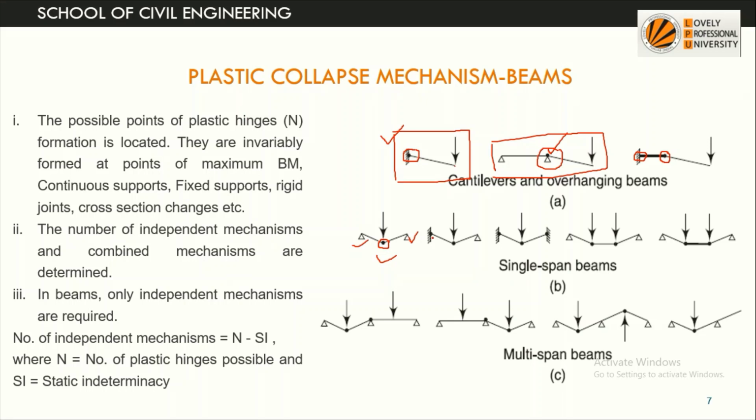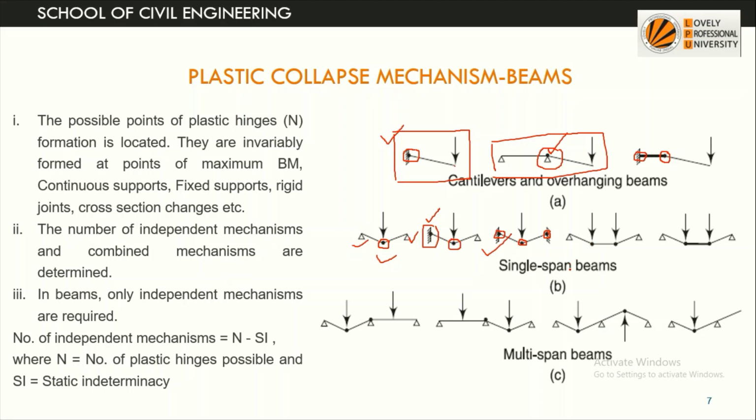Suppose this is a propped cantilever, so this fixed end is there. Here negative moment will be there and here maximum positive moment will be there. So we'll try to explore both positions for the formation of plastic hinge and formation of mechanism. So this is a fixed beam. These 2 points will have the maximum negative bending moment, and under the point load it will have the maximum positive bending moment.